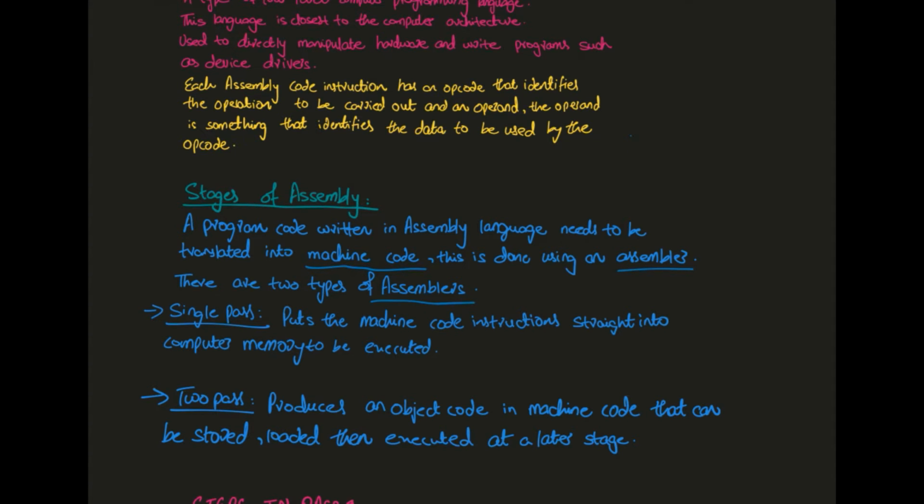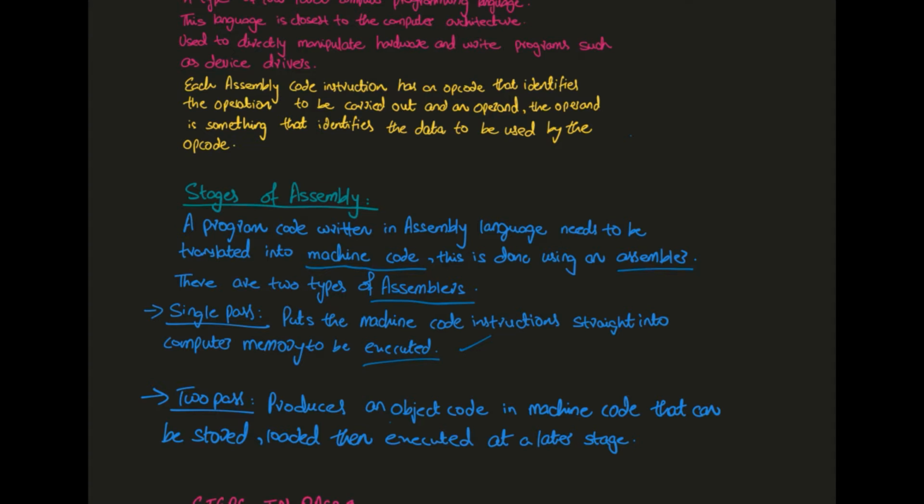There are two types of assemblers: a single pass assembler and a two pass assembler. The single pass assembler puts the machine code instructions straight into the computer memory to be executed. You just put in the instructions and you get your result, executed right away. The two pass assembler is a bit different.